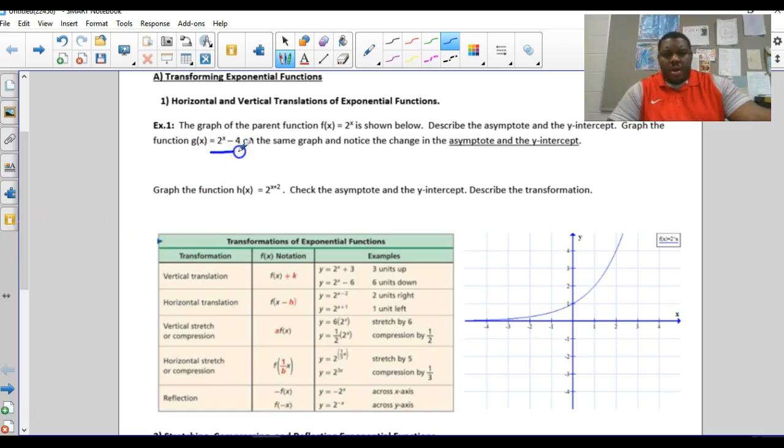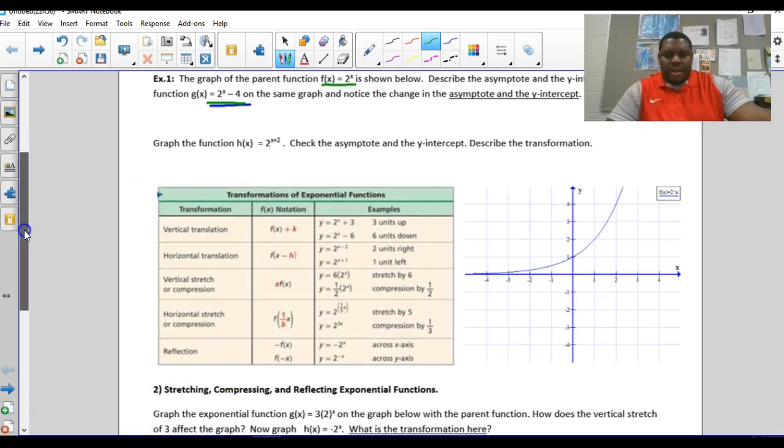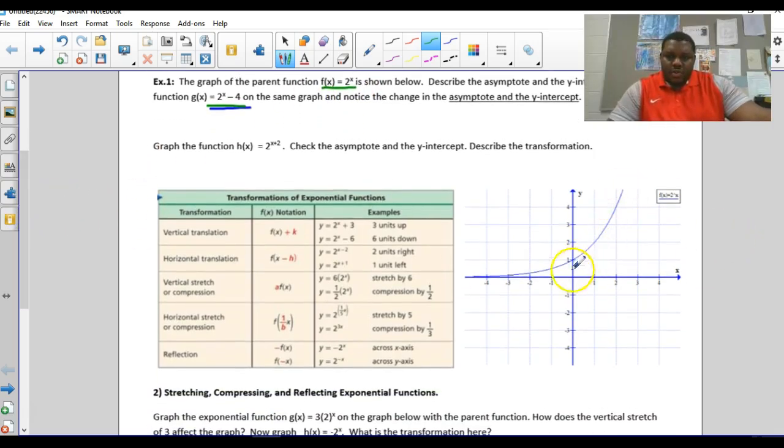This first problem right here, I'm going to do in green so you guys can see it, so I can point out a couple things. Let's go to the graph. We have 2 to the power of x minus 4. This is the parent function, 2 to the x. Everything that we do will be done to this function, which is the parent function. This is the graph of 2 to the power of x right here.